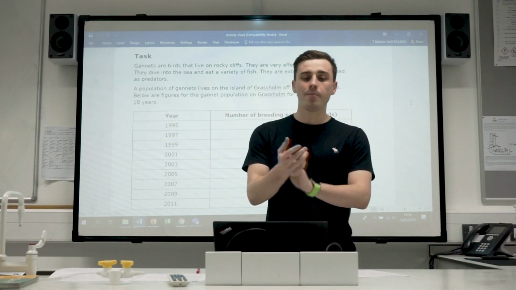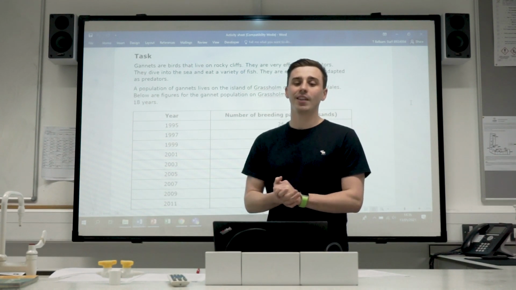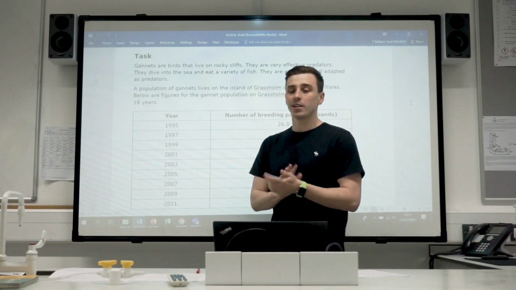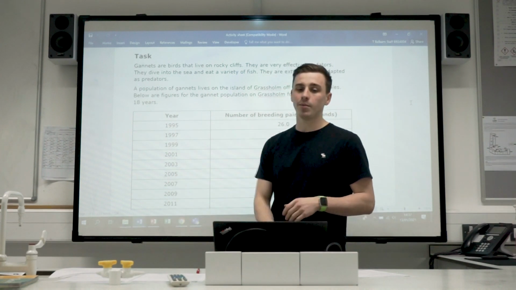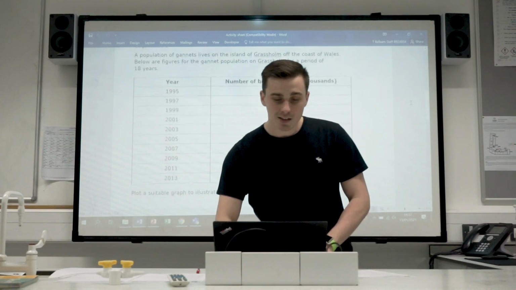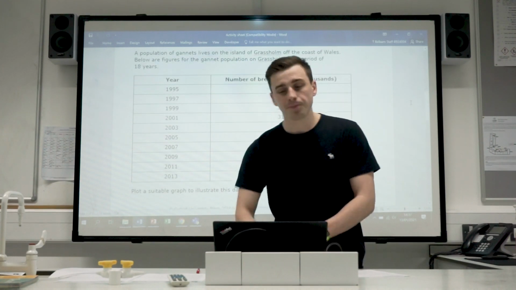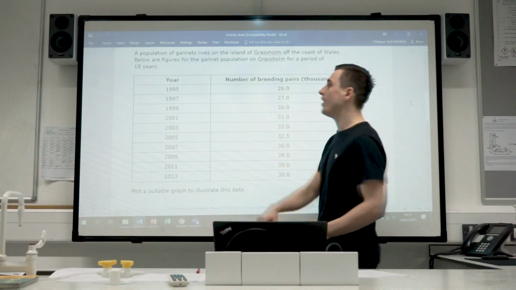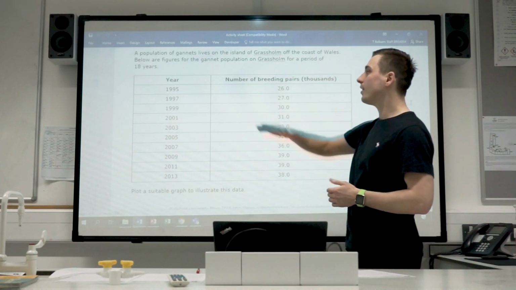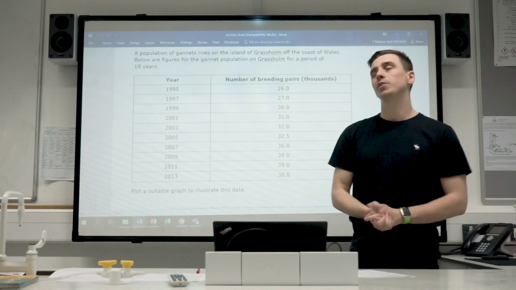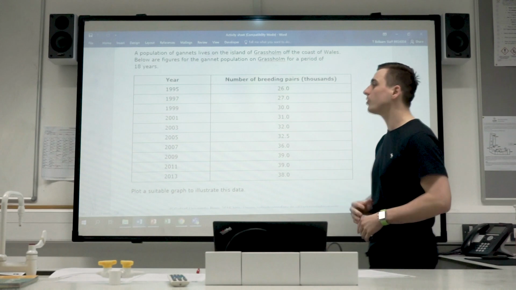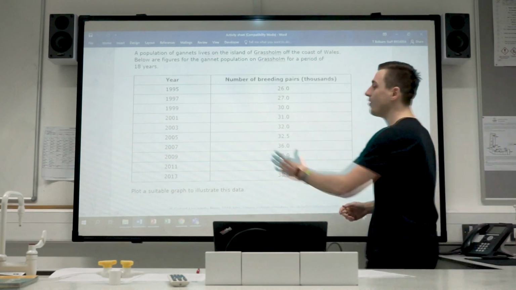The second part says, a population of gannets lives on the island of Grasholm off the coast of Wales. Below here we have figures for the gannet population on Grasholm for a period of 18 years. If I get the full table on there, we go. On the left hand side column we have the year, starting at 1995, so before you guys were born, and then going all the way up to 2013, so not too long ago now. So that's in the left hand side column.